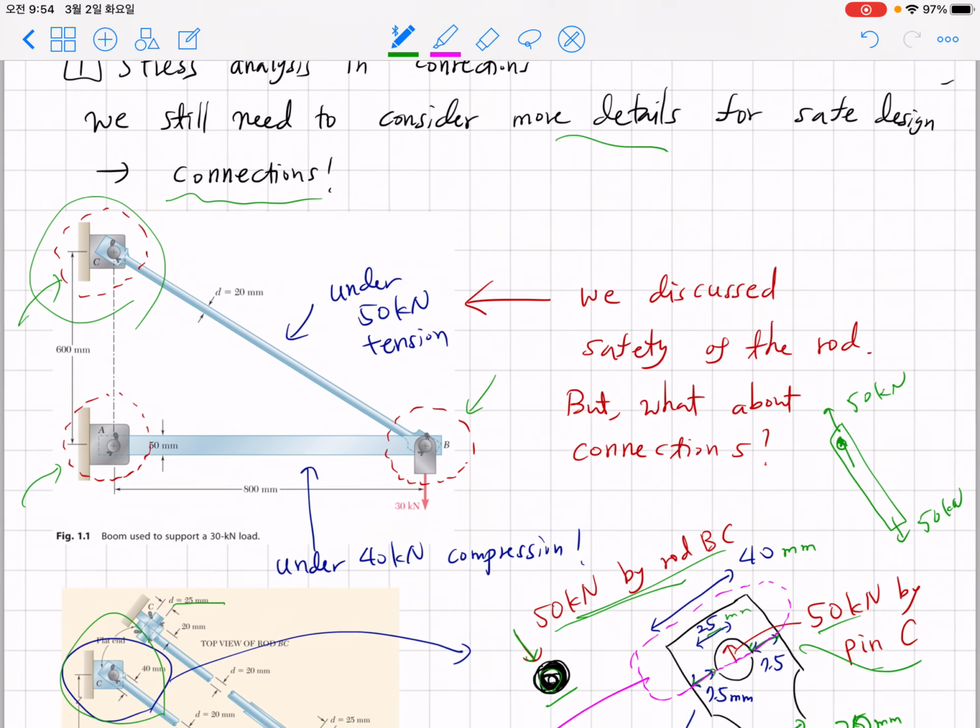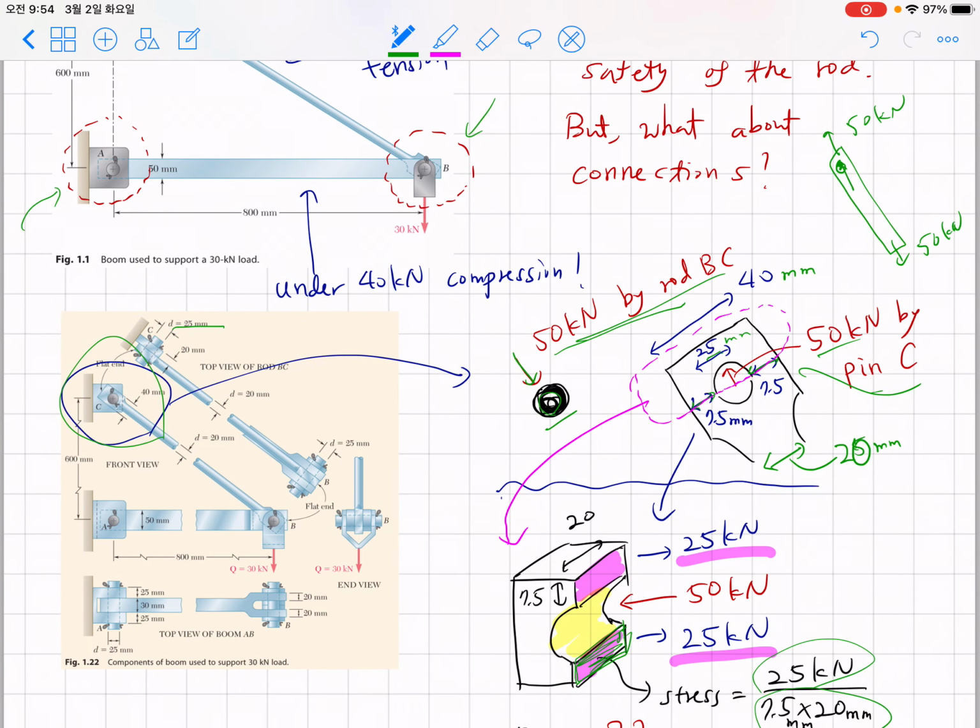So until now we worried about the safety of rod BC, right? What about this pin itself? This pin must be under force and stress, and we have to worry about the safety of this pin itself, because even though rod BC is intact, pin C may be separated into two parts and the structure will be broken.